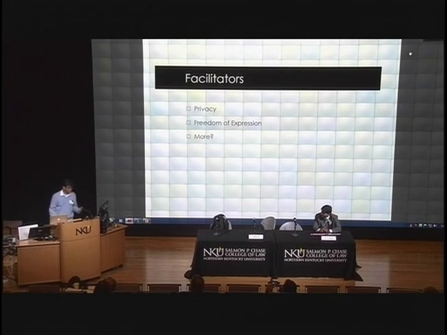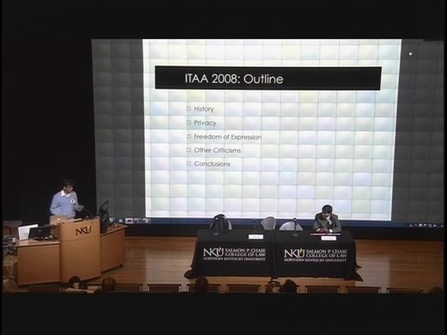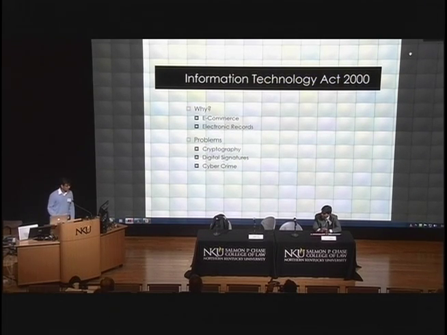The things that I'm going to be concentrating on are privacy and freedom of expression and how they are impinged upon by the Information Technology Amendment Act of 2008. So this is going to be the outline of my talk. I'm going to talk about the historical background of the act, its implications for privacy, its implications for freedom of expression, and other criticisms. And then I'm going to conclude.